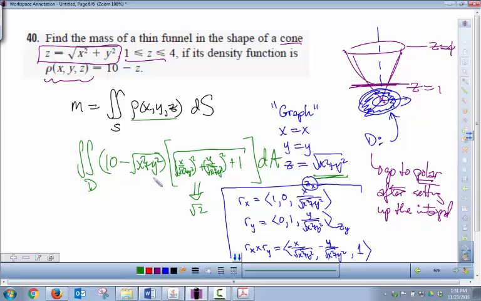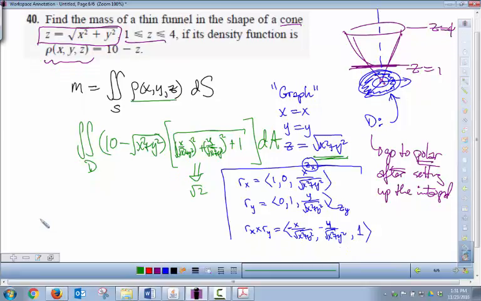Now, we still have an issue with this thing, right? I still am afraid to integrate this with respect to x and y. So let me rewrite this. This square root of 2 we can just take out. Double integral, and our domain D is kind of crazy, right? So I definitely don't want to do x and y here. I want to go polar.